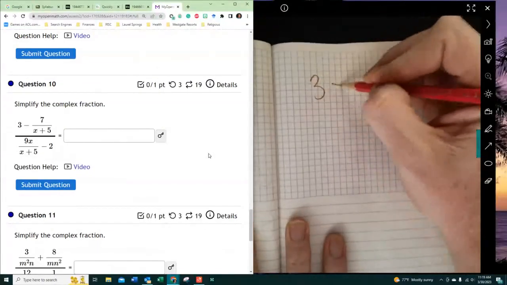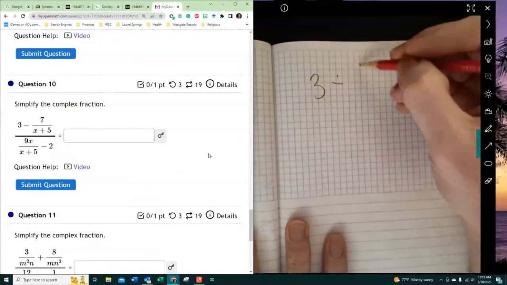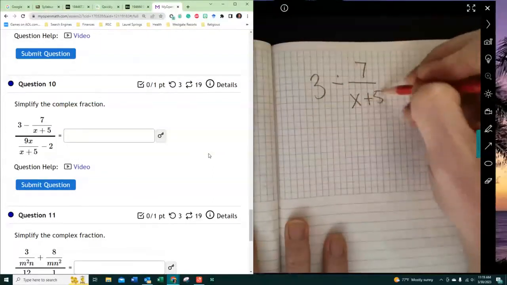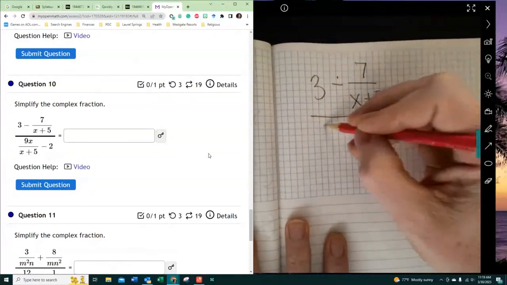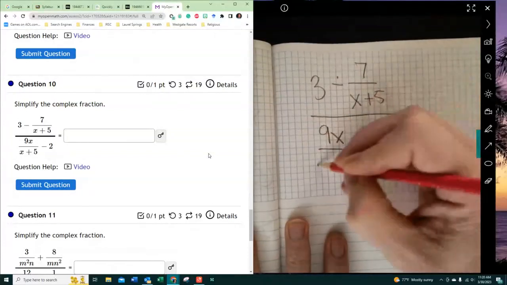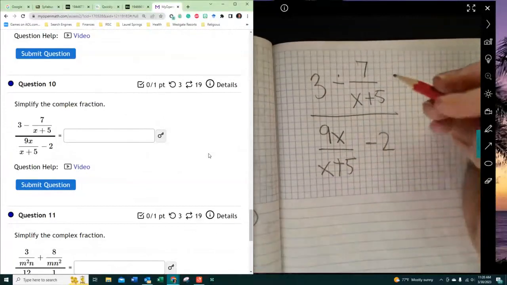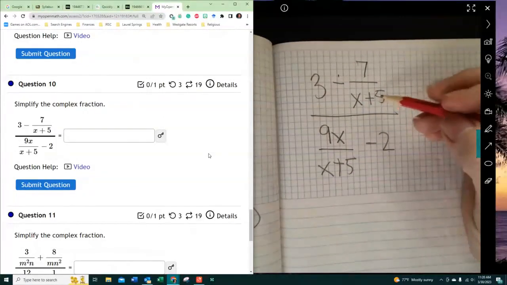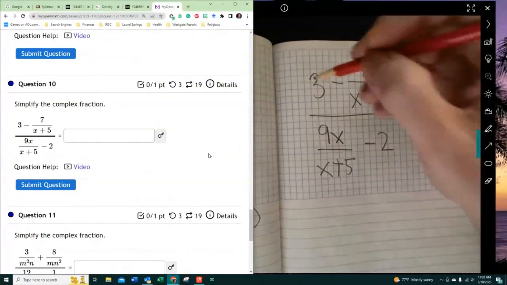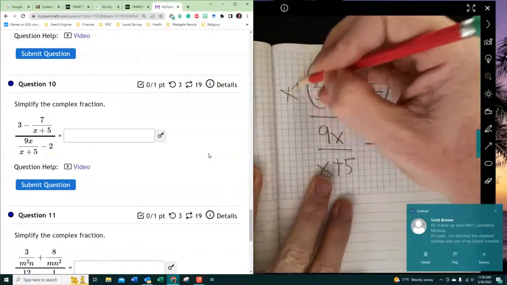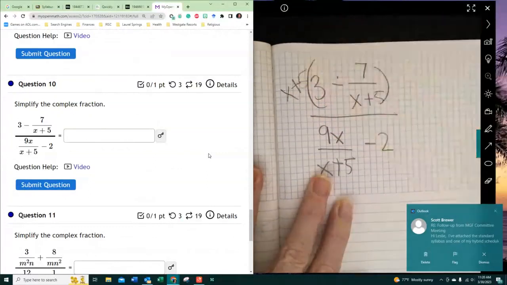All right. So now we have 3 minus 7 over x plus 5, and then we have 9x over x plus 5 minus 2. So my LCD is going to be x plus 5 for both top and bottom. I will multiply that out.